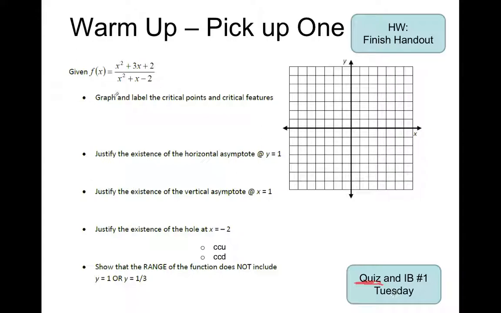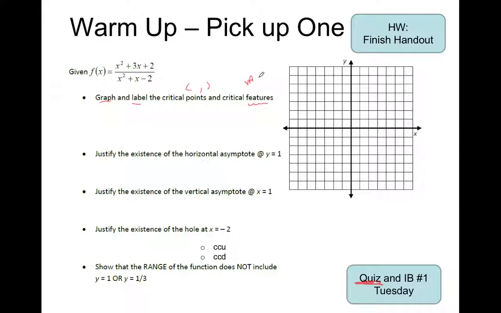Alright, so assuming that you have tried to do this yourself, let's imagine this was given to you on the quiz. So the first thing I'm asked to do is graph and label critical points and critical features. So think about the things that I've asked you to do so far, right? Critical features are not part of the equation. They're not points on the graph, but they're important characteristics of a rational function. What can you think of?